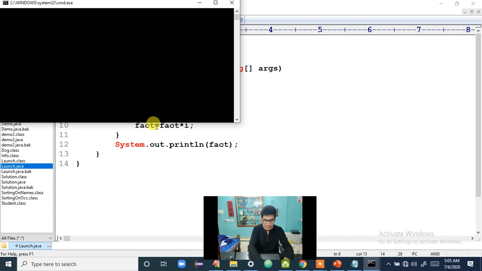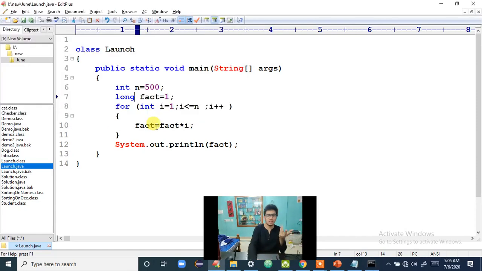So if I compile and execute, watch here. Fact is a variable which should be long type. Even if I make it long type, it is not able to store the 500 factorial. Then what to do, right? Still, what you want to do is change this fact data type. It should be big integer type, because you are storing a big integer in a variable fact.